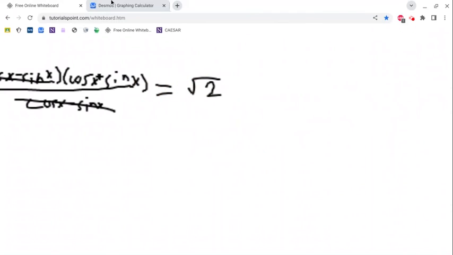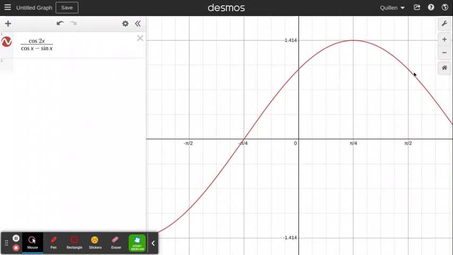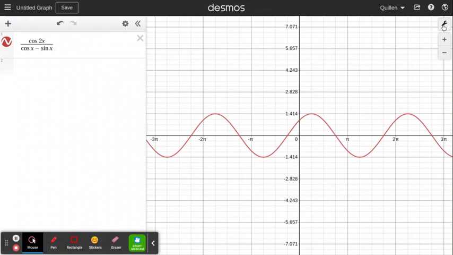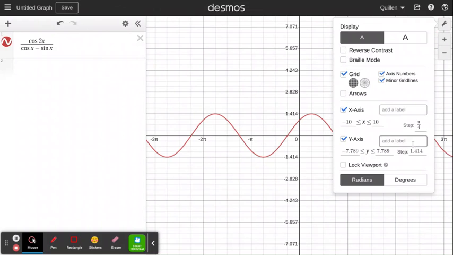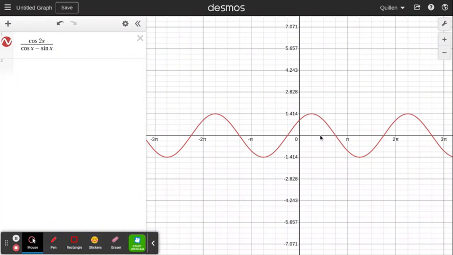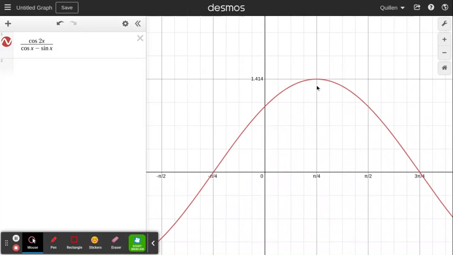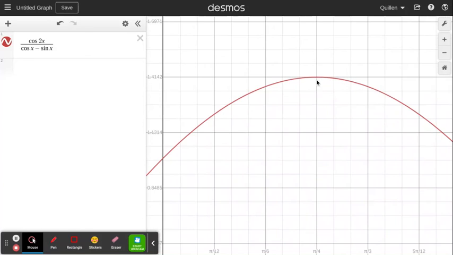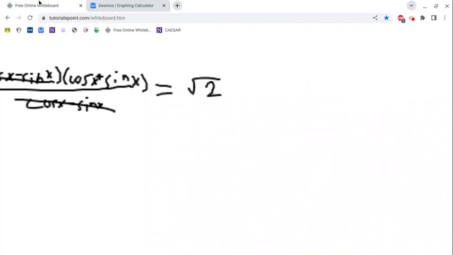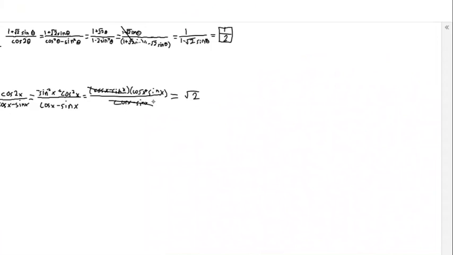Now, if we go to Desmos to check our answer, I've already messed with the steps to get us to pi over 4 and the square root of 2. This is just how Desmos approximates square root of 2. And if we zoom in on pi over 4 and the square root of 2, you will see that it does appear to have a vertex right there, which means our answer is correct.